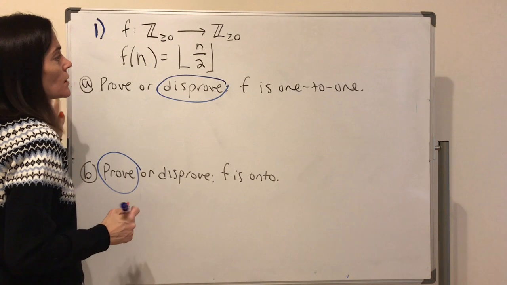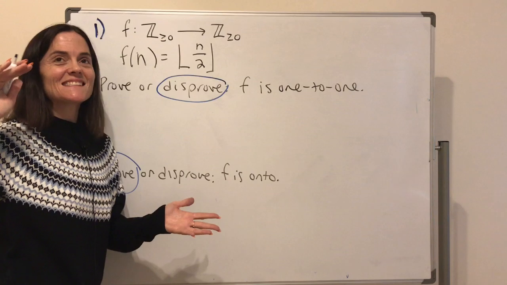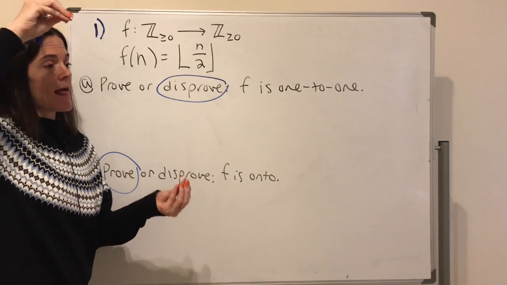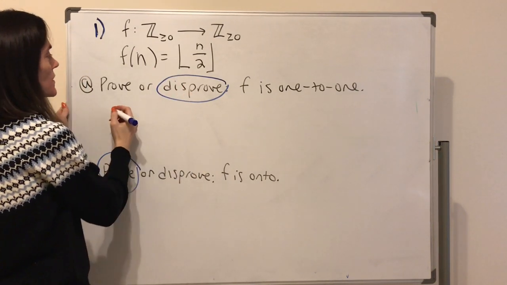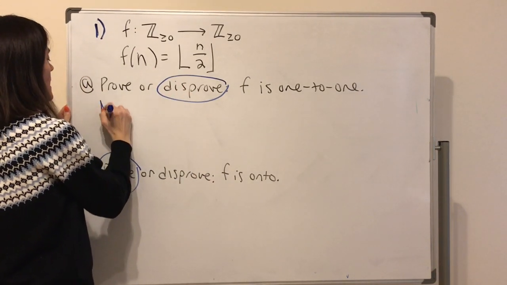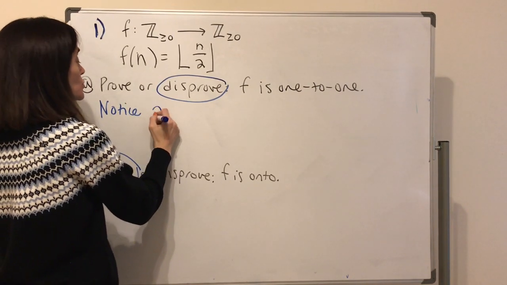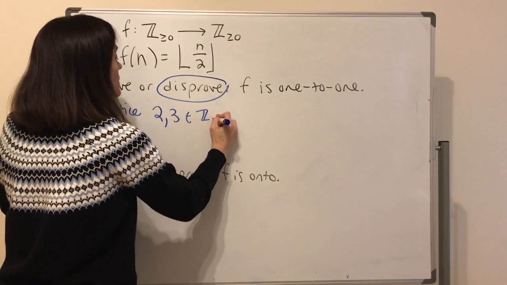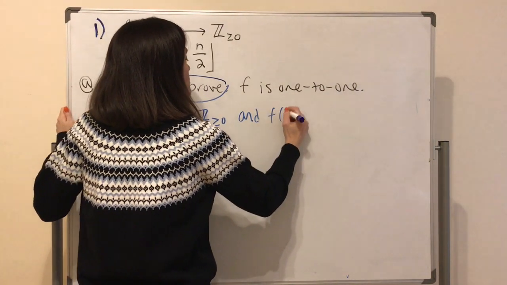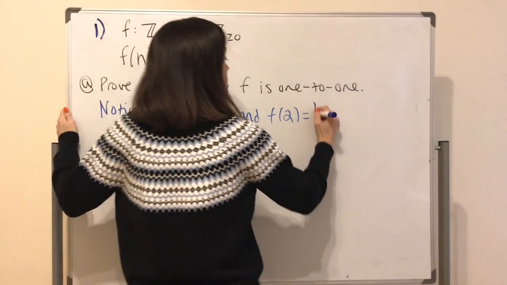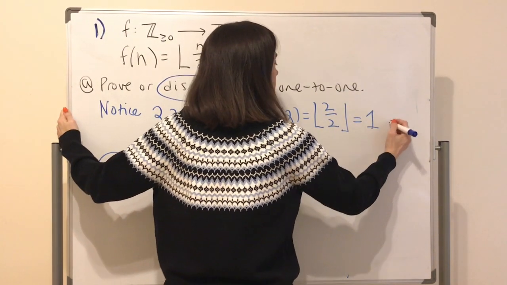Okay, so to disprove, we just need to find, and we did one like this yesterday, 2 elements that map to the same thing. And this is not too terribly difficult with this function, so we can pick many. Notice, let's see, 2 and 3 are both in here. And f of 2 is the floor of 2 over 2. This is the floor of 1, which is 1.